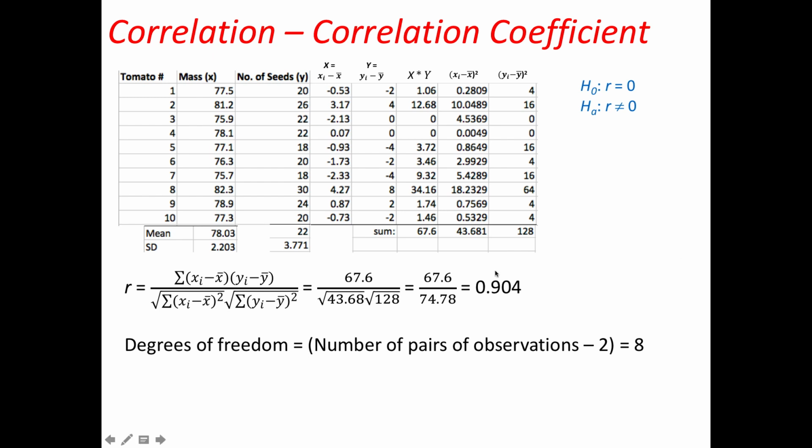Now, the degrees of freedom for a correlation coefficient are defined by the number of pairs of observations, because these are paired observations. Both of these values represent tomato plant number 1. The total number of pairs minus 2, so you had 10 total tomatoes, minus 2 equals 8, so your degrees of freedom are 8. This is important because in order to know whether or not we can consider this R value significant, we need to, of course, consult our table.